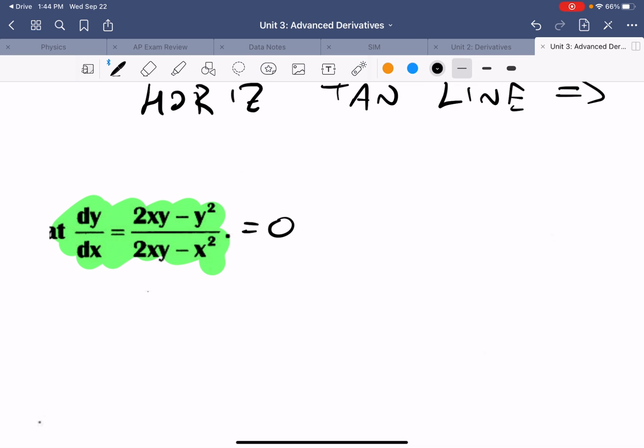Well, since this is equal to 0 and I have this fraction, I can just take this denominator and multiply it on both sides of the equal sign. And then 0 times that parentheses is still equal to 0. So I'm left with 2xy minus y squared equals 0. So really the horizontal tangent line only concerns the numerator of the dy dx.